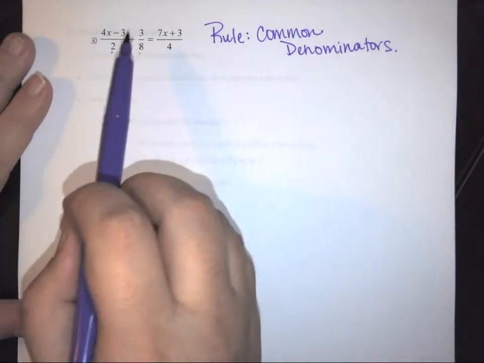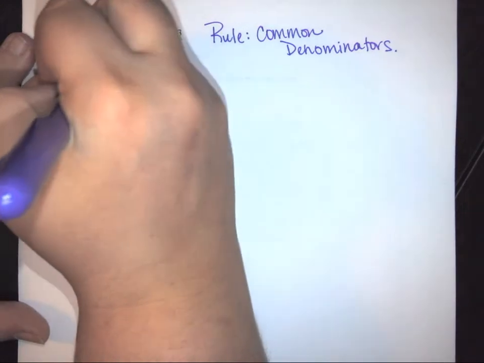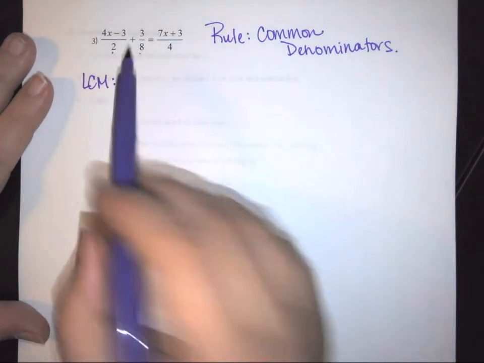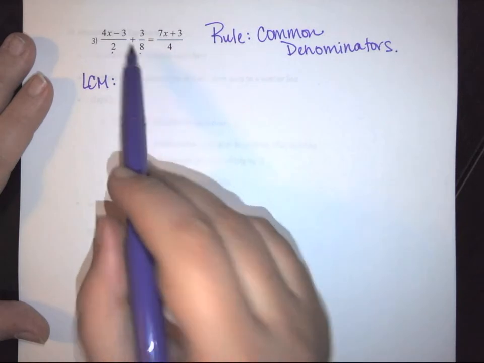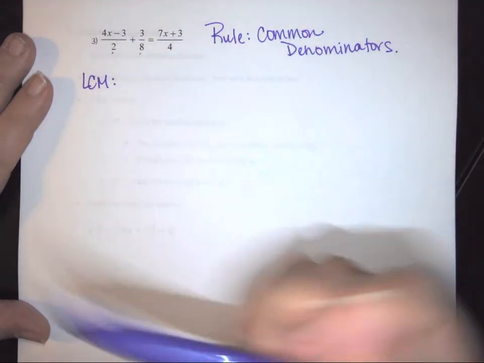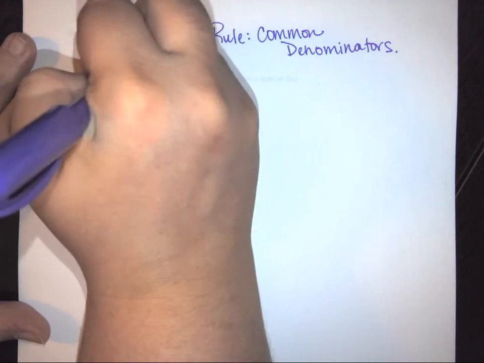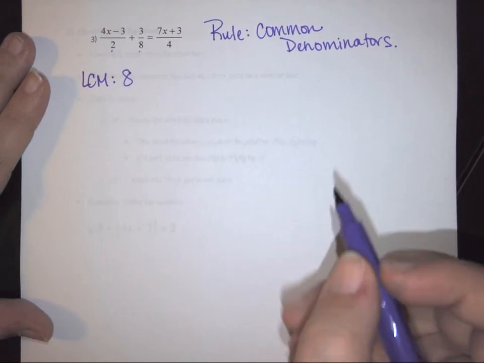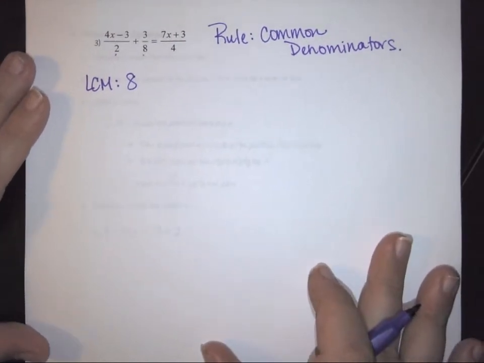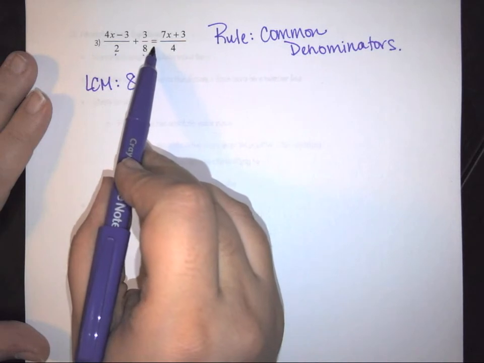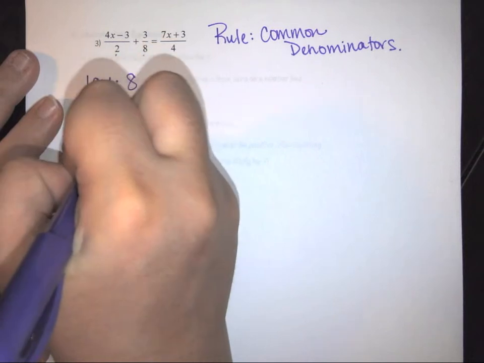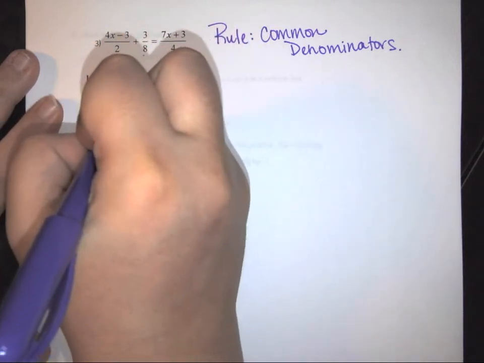In this case, if you look at 2, 8, and 4, what we know is that we can find my least common denominator. And the way I know that is I know that 2 can go into 8 evenly, and 4 can go into 8 evenly, and 8 can go into 8 evenly. So that makes 8 my least common multiple. Now, what do I want to do with that? Because I have this equal sign here, I want to multiply the entire equation by that 8.